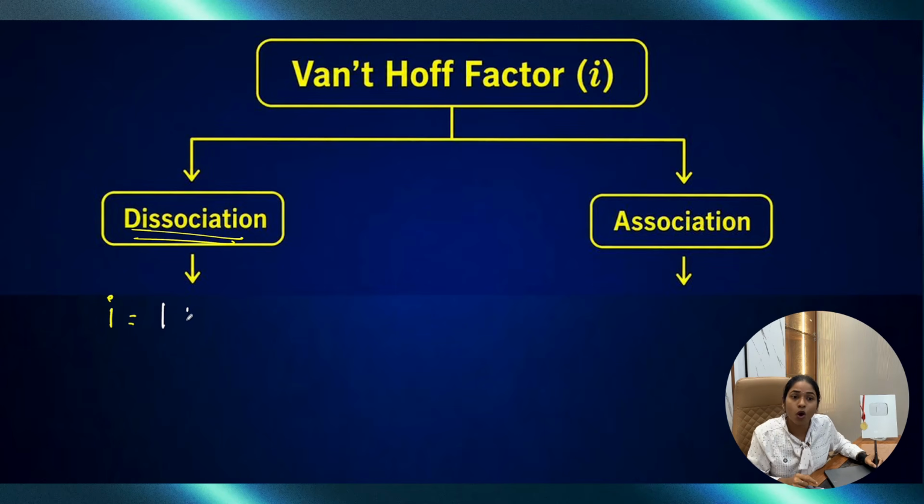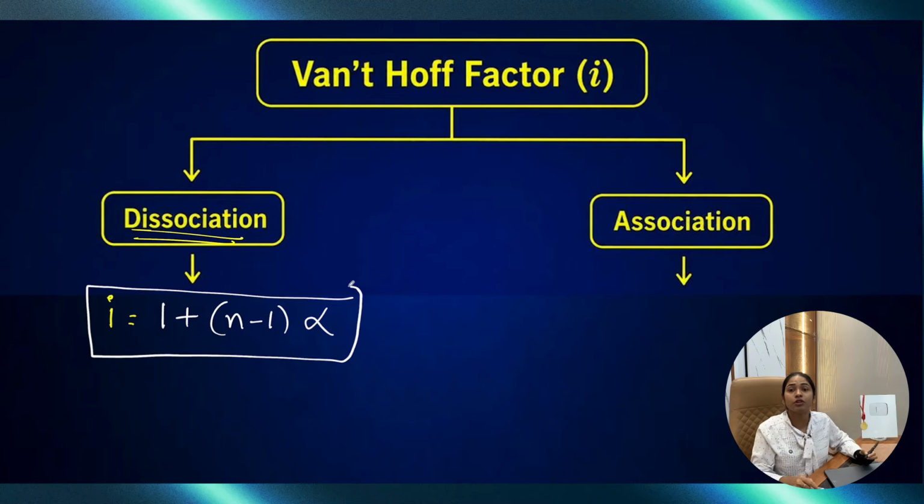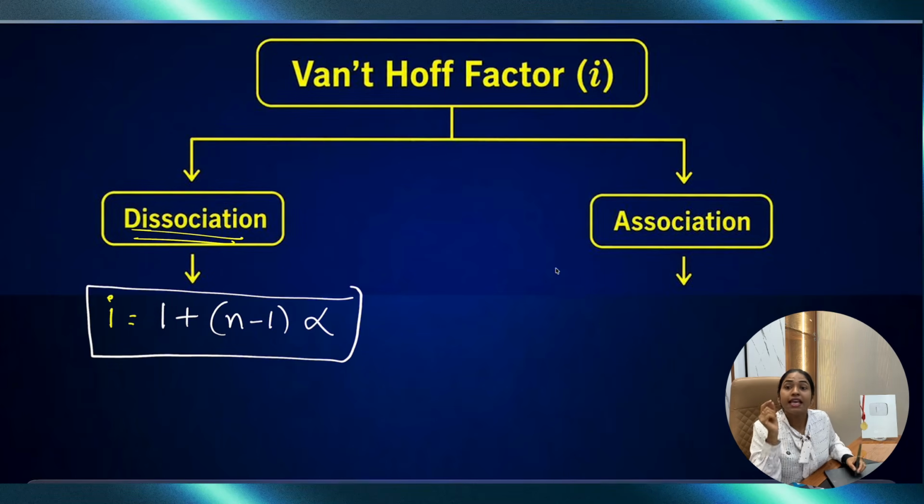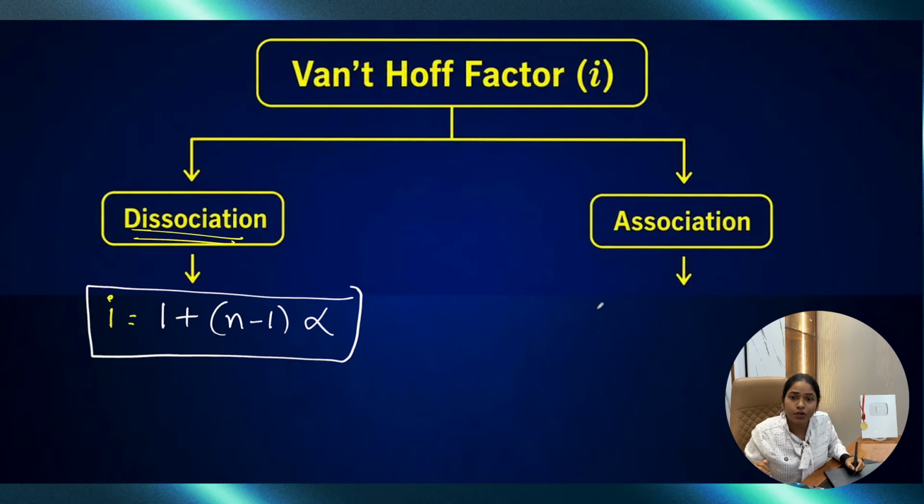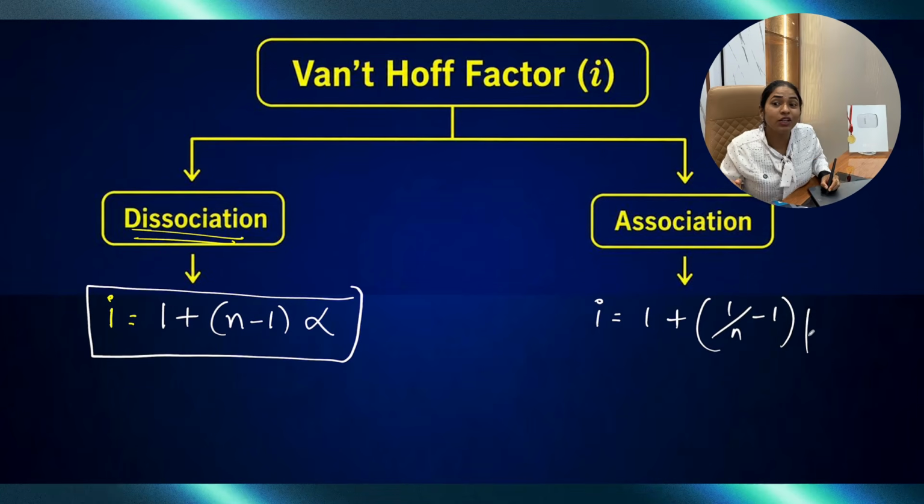i is equal to 1 plus (n minus 1) into alpha. Repeat the formula, students. What is the formula for dissociation you have to use? i is equal to 1 plus (n minus 1) into alpha. If the substance is undergoing association, combining, we will see the meaning of that. i is equal to 1 plus (1/n minus 1) into beta.